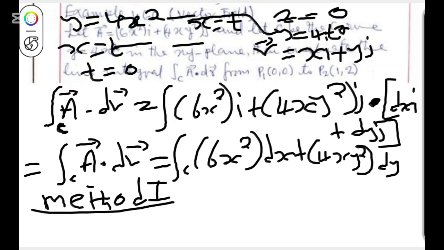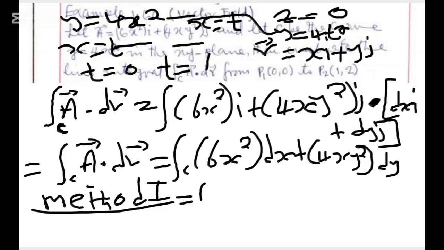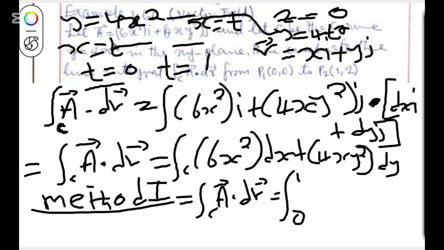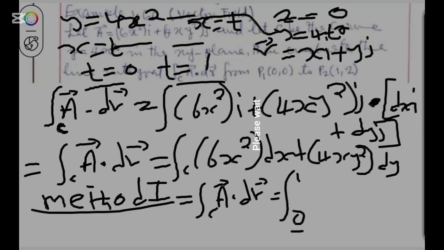t equals 0, and also t equals 1, respectively. So I have to say the new integral of the vector a dot dr is the same thing as the integral from 0 to 1, lower limit and upper limit. I hope you get it.